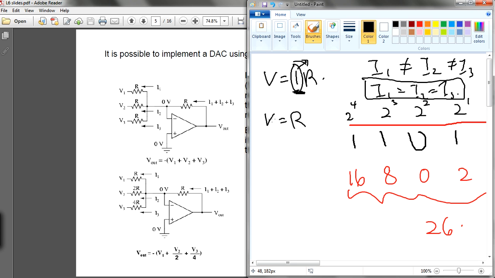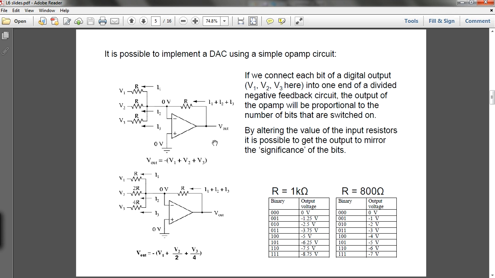So if V equals R, then if V equals 2R, it will be V over 2 equals R. This is why you have V1 plus V2 over 2, V3 over 4, so on and so forth. So be very careful of this. The currents are different, so you have to add them up together at this place. Take note that voltage is not the same, current is not the same.